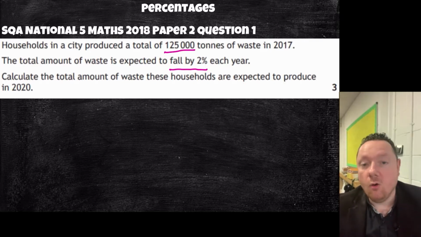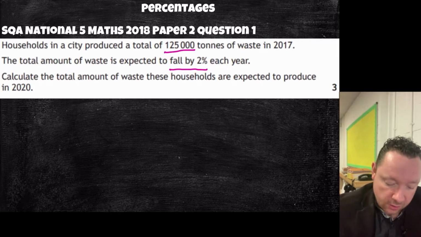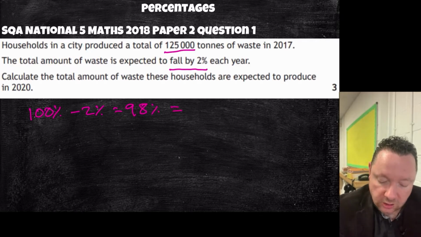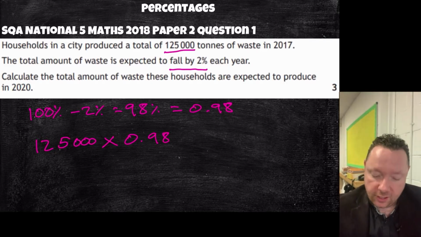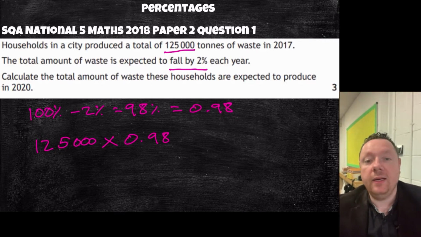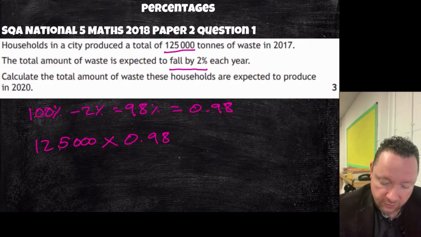So let's start off with the percent again. It's fallen, so it's 100% minus 2%, which is 98%, which is 0.98. There's our multiplier. So we take our amount, 125,000, times by the multiplier of 0.98, and we need to work out the time. 2017 to 2020 is 3 years, so to the power of 3.